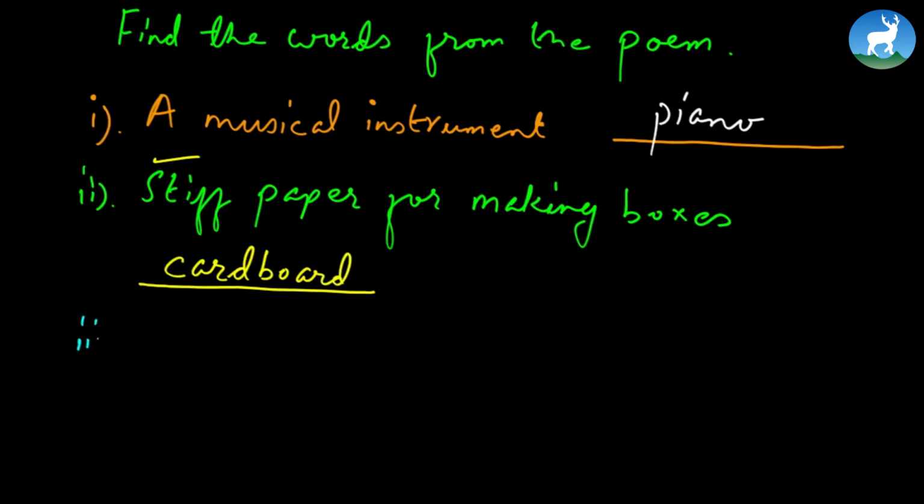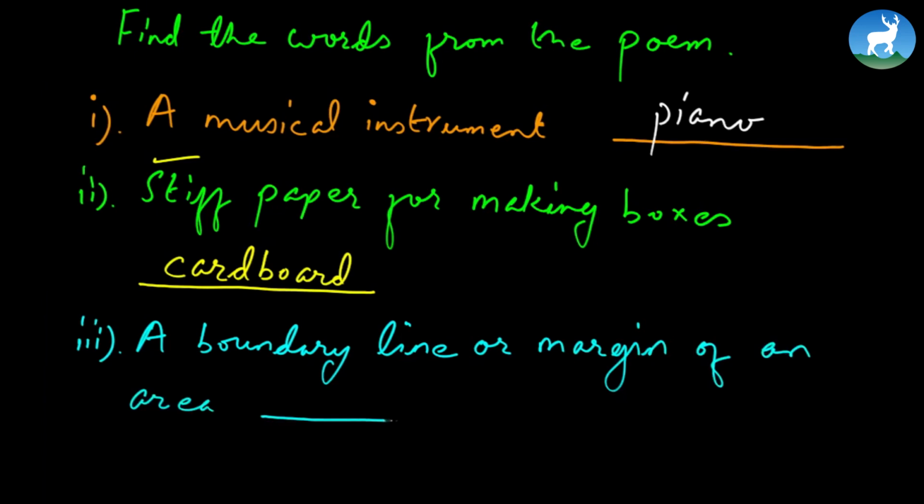And I want you to figure it out for number 3. A boundary line or margin of an area. To get the answer, read the poem again. A boundary line or margin of an area. What do you call it?